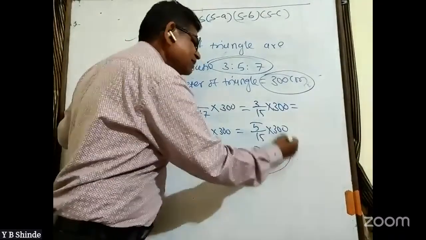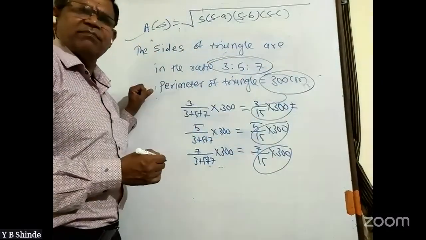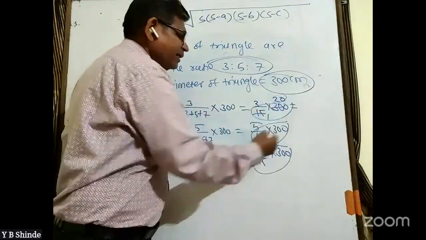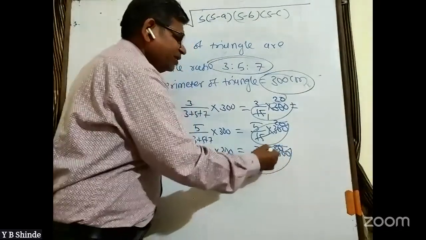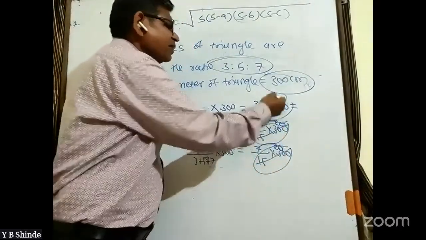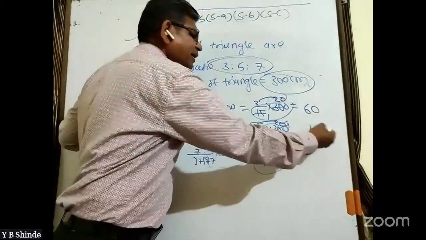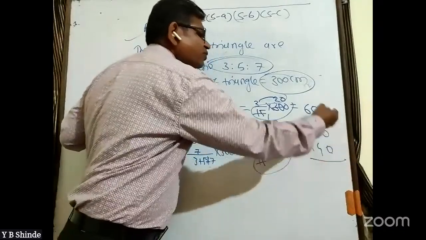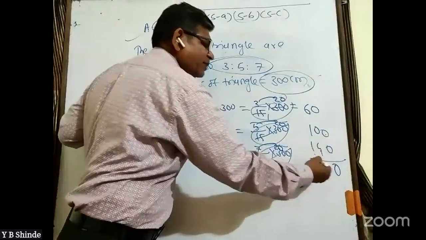In all this calculation, one calculation is always the same: 15 into 20 is 300, so 20 is the multiplier in each case. 20 times 3 is 60, 20 times 5 is 100, and 20 times 7 is 140. Add these three numbers: 0 plus 0 plus 0, 4 plus 6 is 10, carry 1, 1 plus 1 plus 3, we get 300.